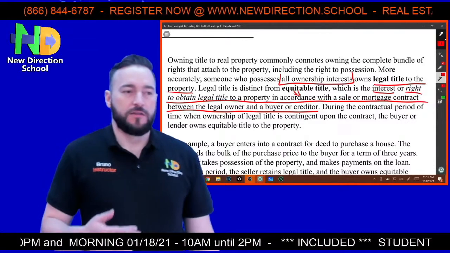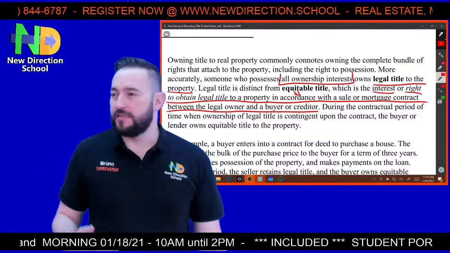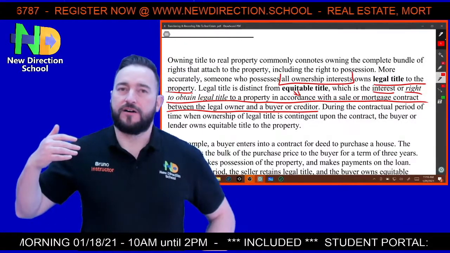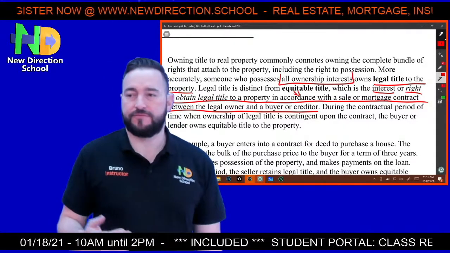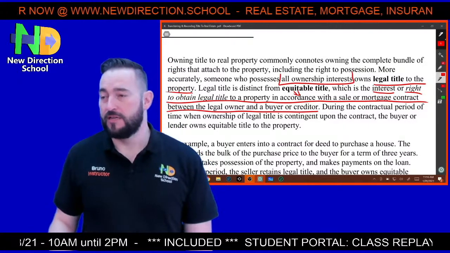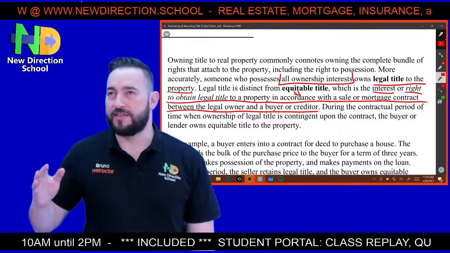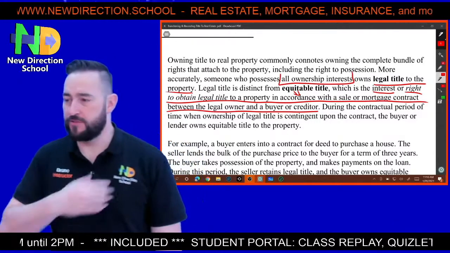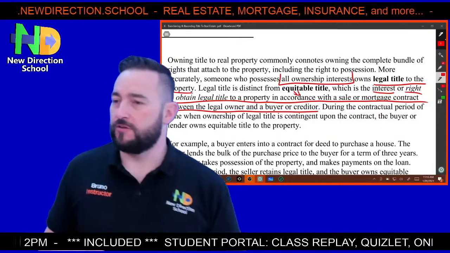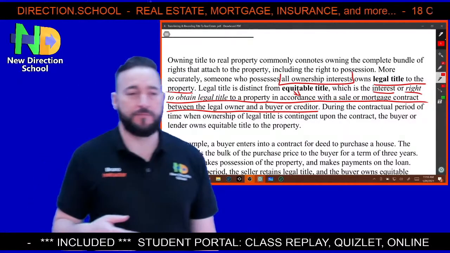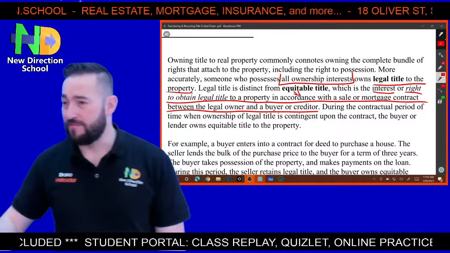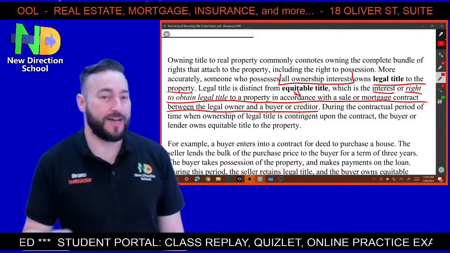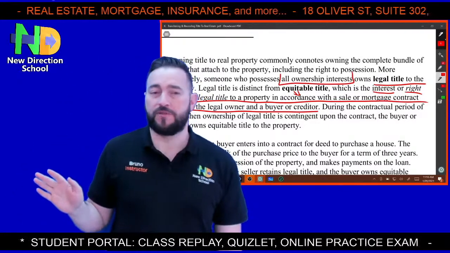So pretty much an easy way to remember this is, if I have value in the property, then I have equitable title. So let's say I'm buying your house, right? Guys, make sure you have your name tags. So I'm buying your house right now, right? I'm gonna buy your house. I put an offer. During the offer period, I have no interest in your property whatsoever.